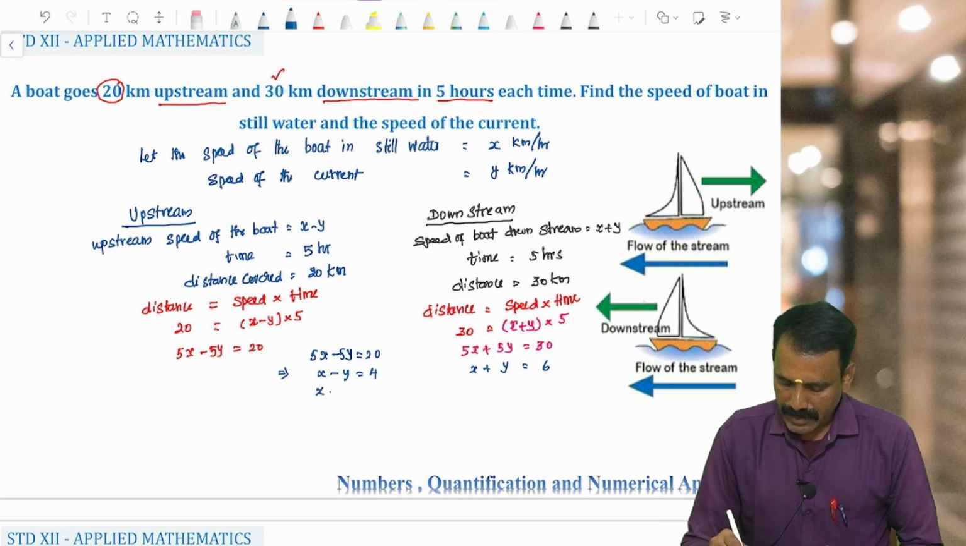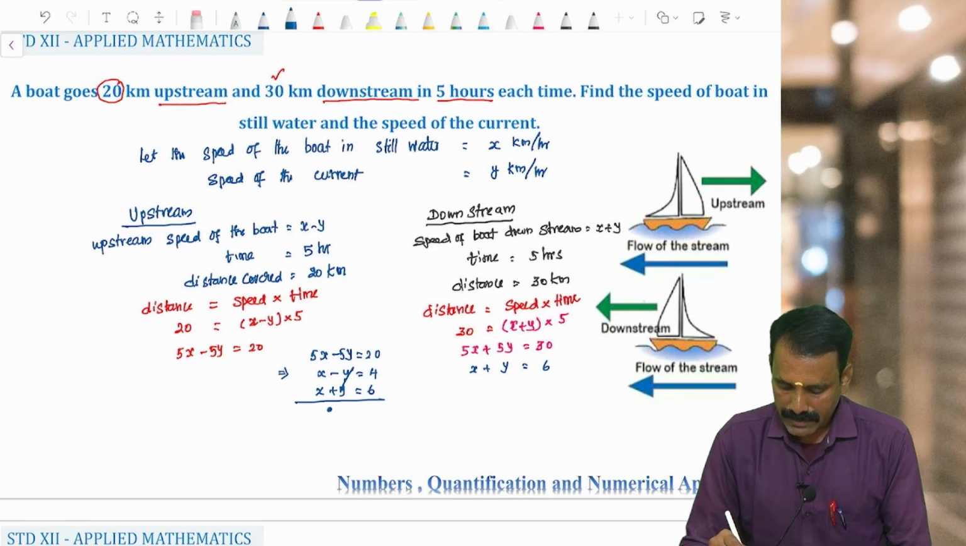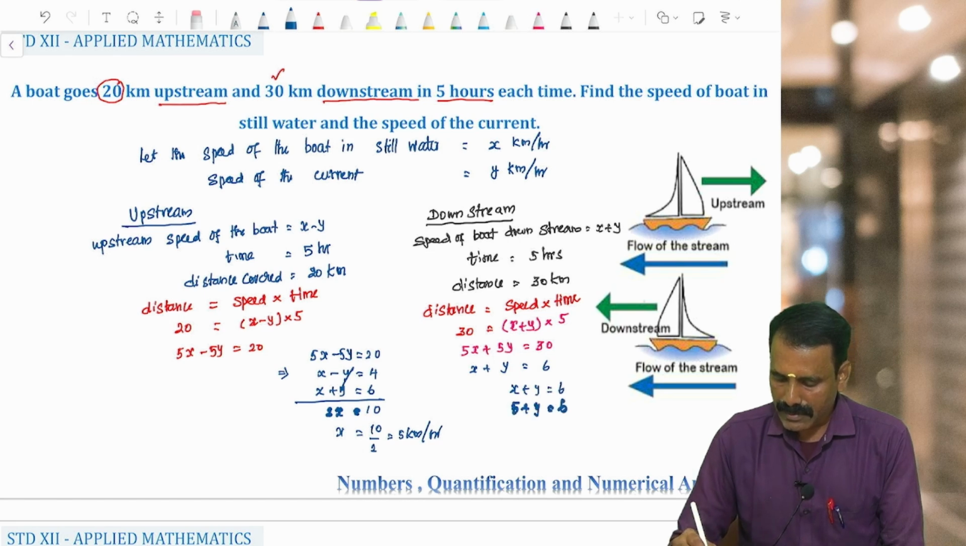So we solve this. X minus y is equal to 4, x plus y is equal to 6. We add. So when we add, minus y plus y gets cancelled, x plus x is 2x. So 2x is equal to 10. So x is equal to 10 divided by 2, that is equal to 5 km per hour. And substitute x is equal to 5 in this equation, x plus y is equal to 6. So 5 plus y is equal to 6. Y is equal to 6 minus 5, that is equal to 1 km per hour.